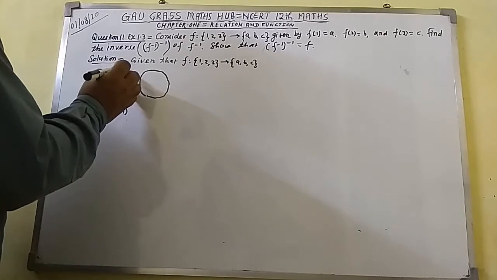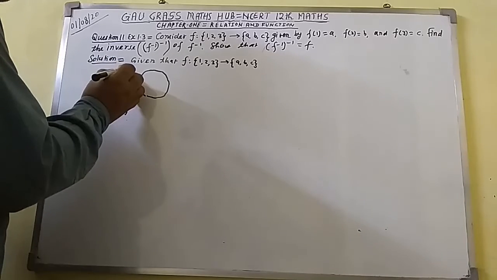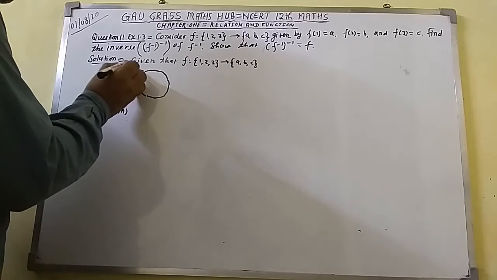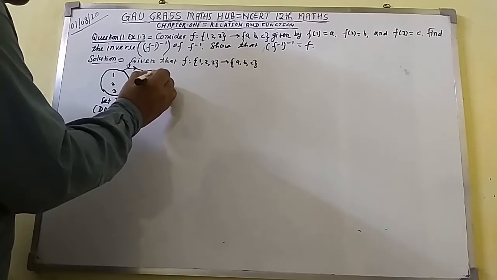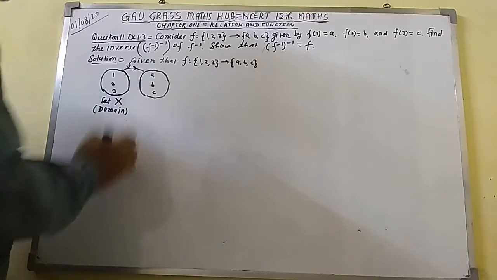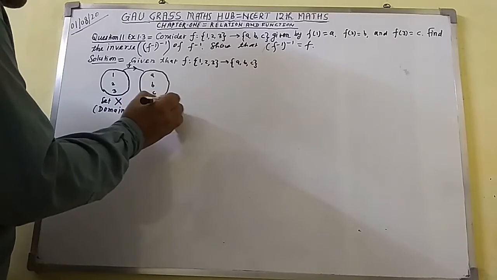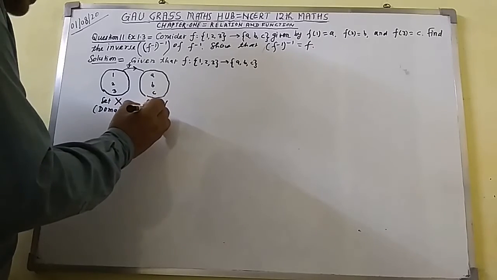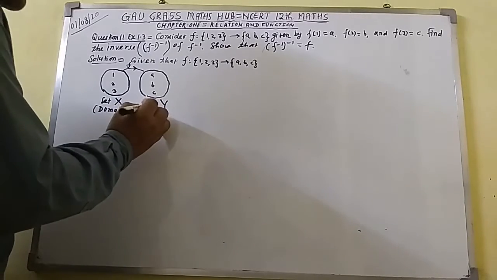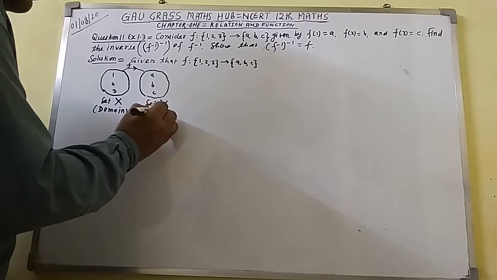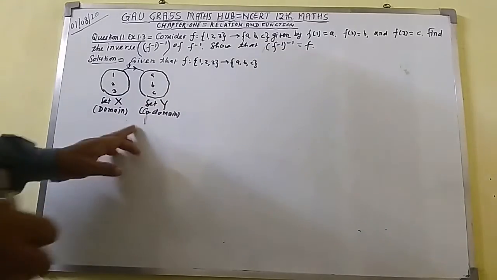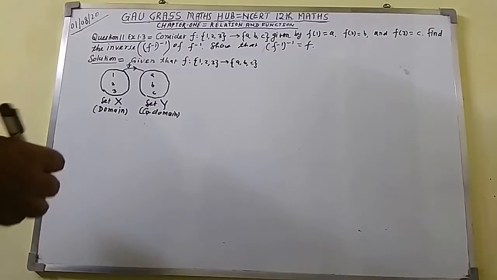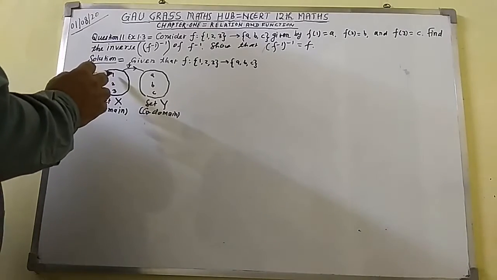Both figures are related by the function f. Here I am going to write the elements a, b, c. Let this be set capital Y. This is known as the range, and this is known as the codomain. Right, here codomain.